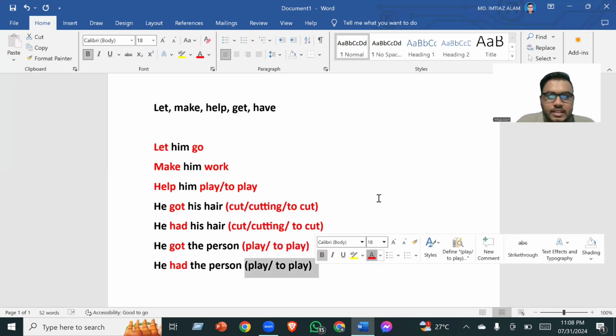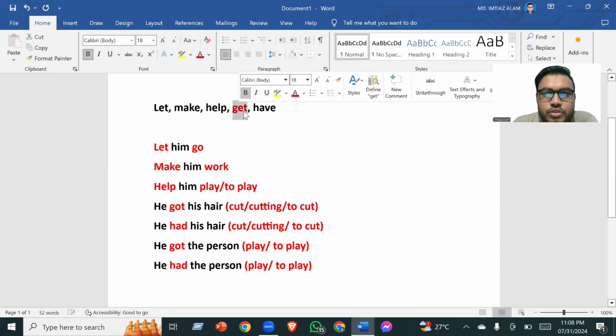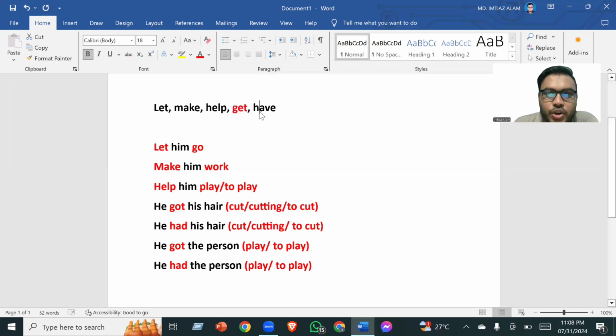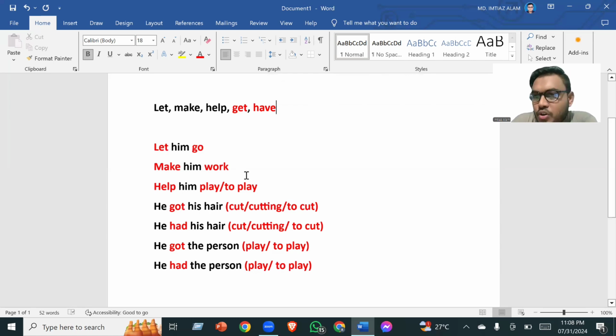Okay. So now you can see in these four sentences, first of all, we have got and had, and these two words belong to the causative group. You can see this is get. So got belongs to the group of get. Also, we see had. So had belongs to the group of have. So we see got and had, and these two verbs belong to the causative group.